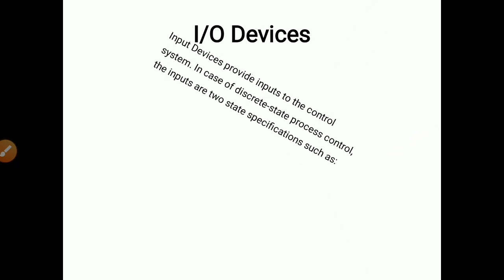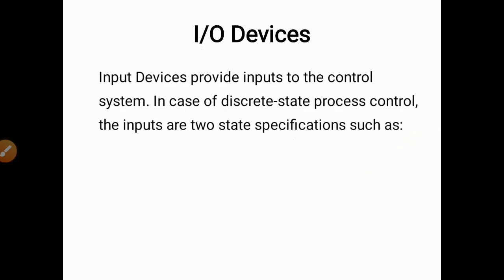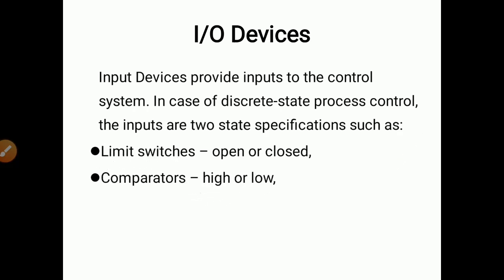So for PLC we need input output devices. Input devices provide inputs to the control system. In case of discrete state process control, the inputs are two state specifications such as limit switches. Limit switches are used, and the switches may be open or closed. Comparators are used, which can show high or low. So these are input devices which provide inputs to the control system.